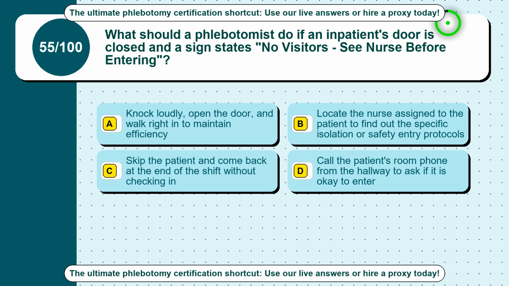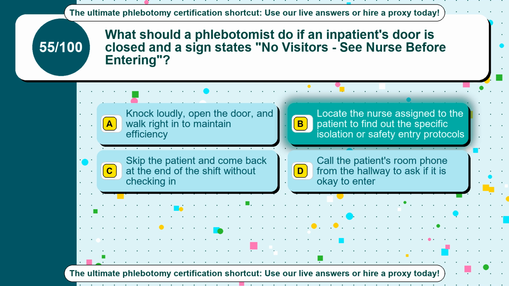Question 55. What should a phlebotomist do if an inpatient's door is closed and a sign states "No visitors, see nurse" before entering? Option A, knock loudly, open the door, and walk right in to maintain efficiency. Option B, locate the nurse assigned to the patient to find out the specific isolation or safety entry protocols. Option C, skip the patient and come back at the end of the shift without checking in. Option D, call the patient's room phone from the hallway to ask if it is okay to enter.